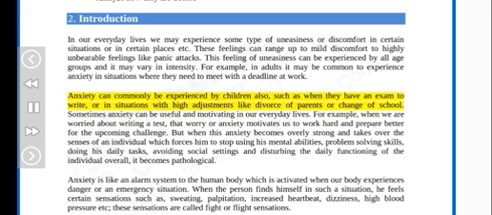or in situations with high adjustments like divorce of parents or change of school. Sometimes anxiety can be useful and motivating in our everyday lives. For example, when we are worried about writing a test, that worry or anxiety motivates us to work hard and prepare better for the upcoming challenge. But when this anxiety becomes overly strong and takes over the senses of an individual which forces him to stop using his mental abilities, problem-solving skills, doing his daily tasks, avoiding social settings and disturbing the daily functioning of the individual overall, it becomes pathological.